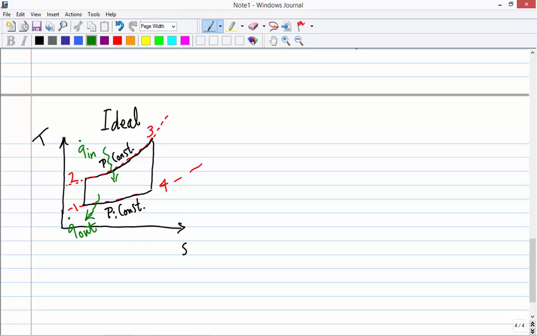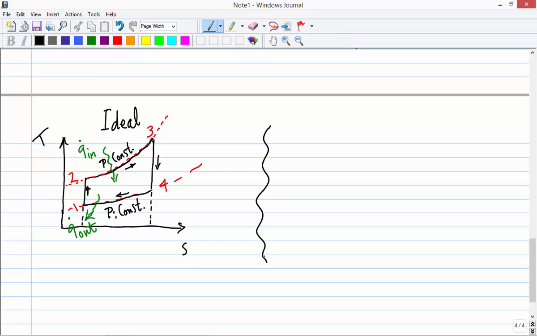Point 1, 2, 3, 4. And here is the direction. And these are vertical at two specific entropies. This is the ideal case in the ideal world.